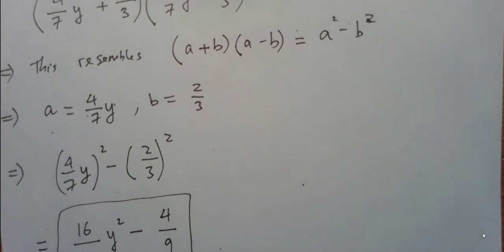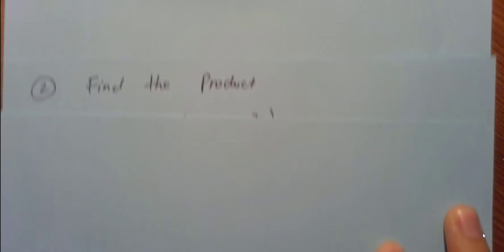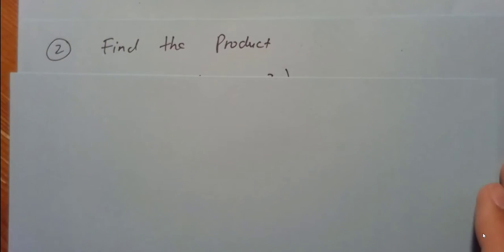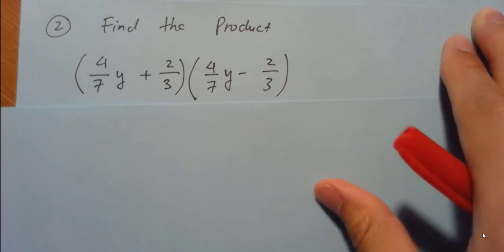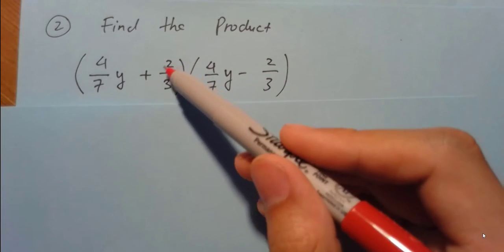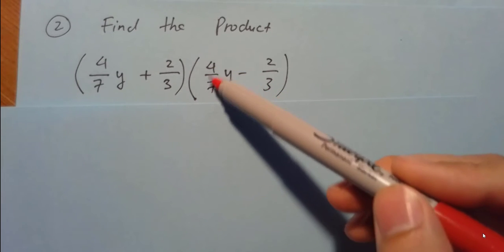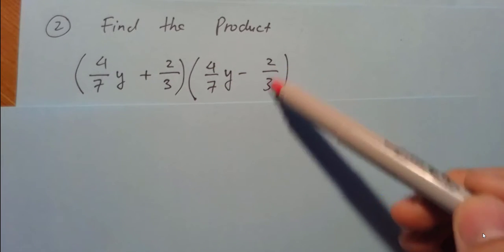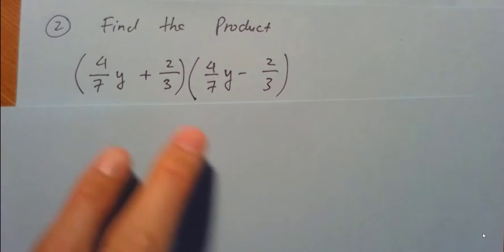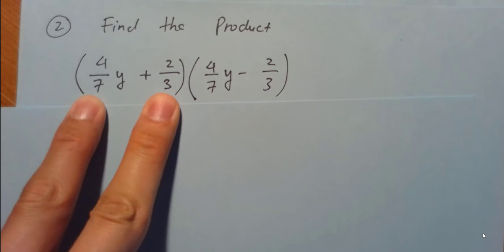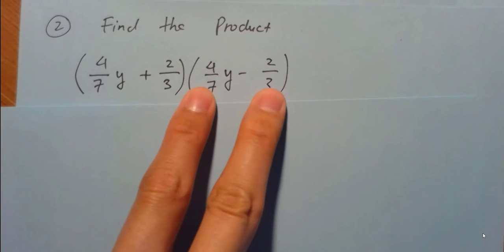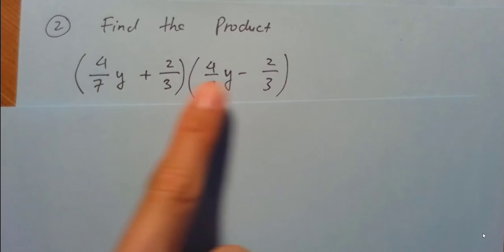Okay, the next question is to find the products. So given the product, 4/7y plus 2/3 multiplied by 4/7y minus 2/3. So we do see that they have the same two terms, right? This is 4/7y and 2/3. Same thing, except plus and minus.